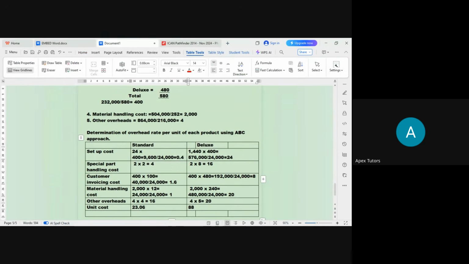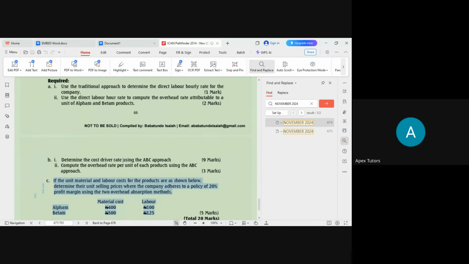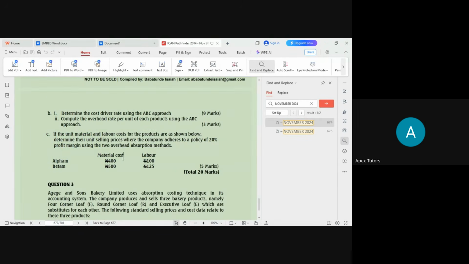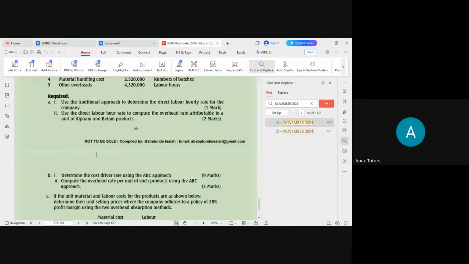So in relation to this question, the only difference is this: if the unit material and labor cost for the product are shown below, determine their unit selling prices where the company adheres to a policy of 20% profit margin using the two overhead absorption methods. So you assume it's an exam and they've added this to it. You try and solve. Everything is just a change of figures. You can see it's a change of values.